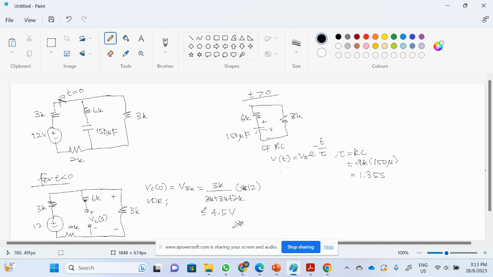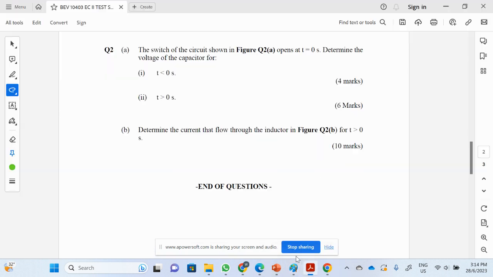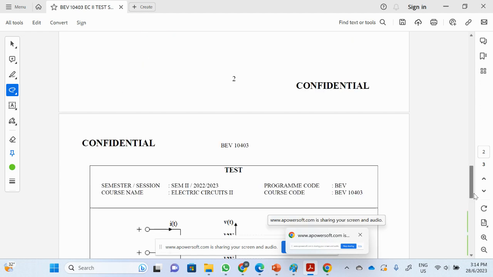So V0 we have already calculated. So V finally is 4.5 exponential negative t over 1.35. Or you can bring up the 1.35, and it becomes 4.5 exponential negative 0.74 t, unit volt. That's it. We get the answer straight away, the answer to that question. 6 marks. Okay. For the last question, determine the current that flows through the inductor in figure Q2B.